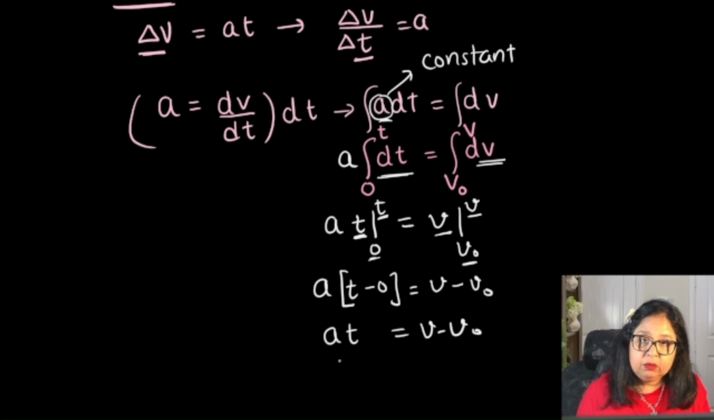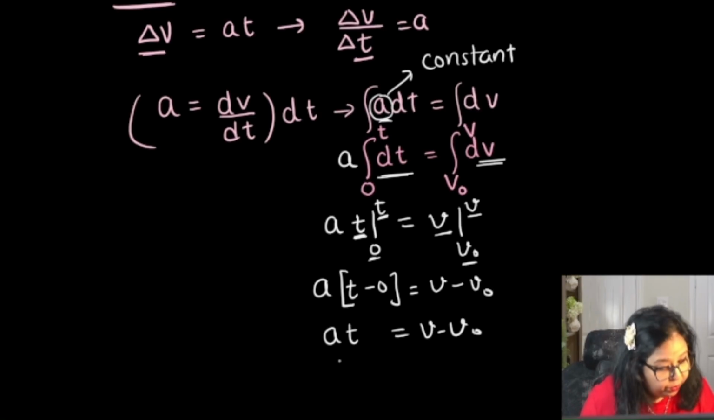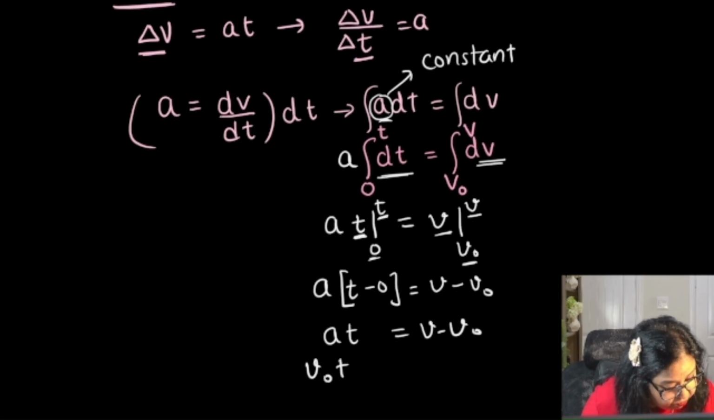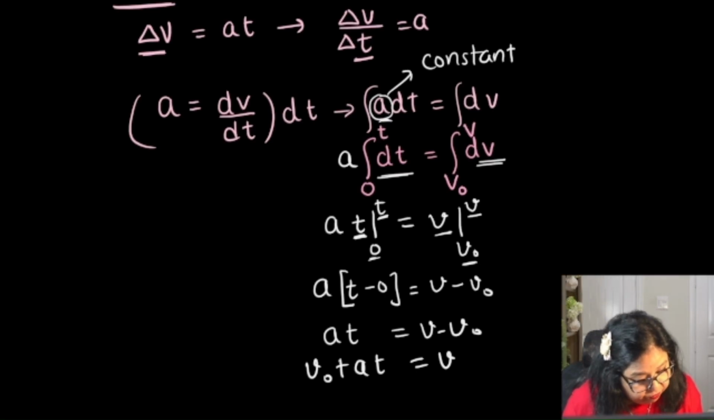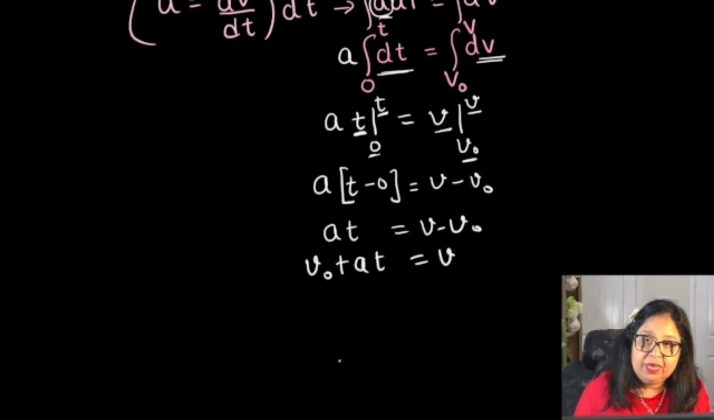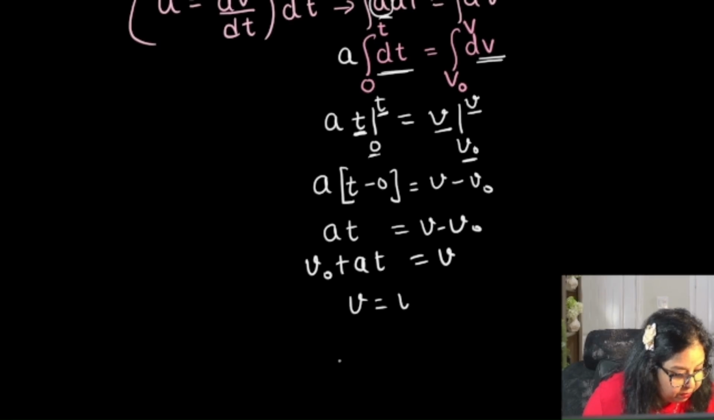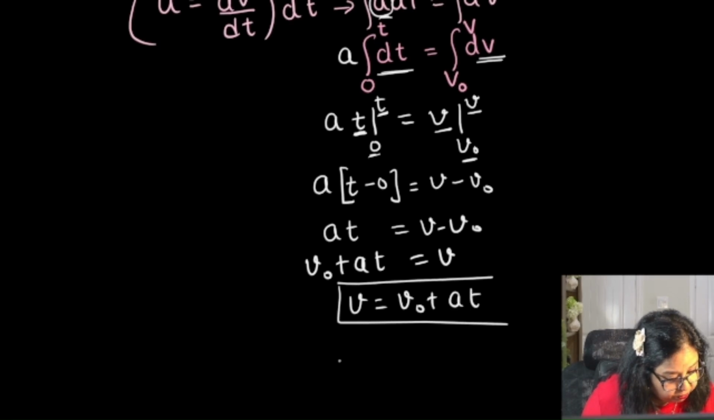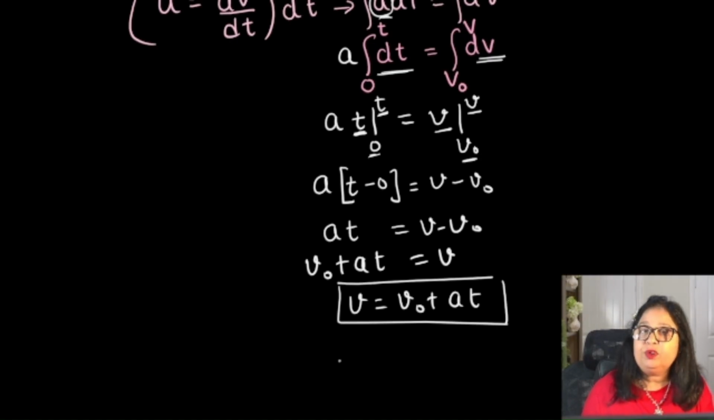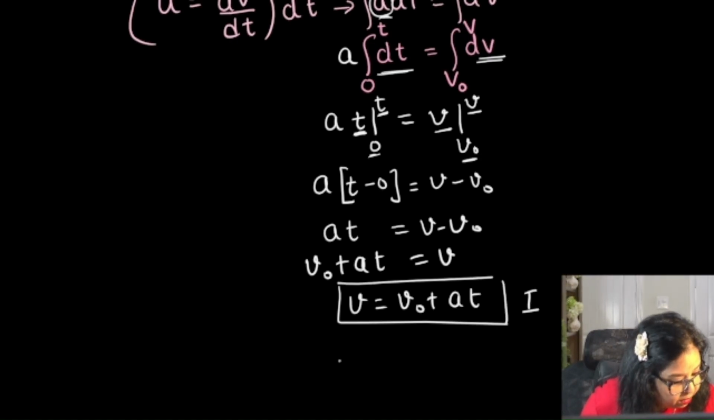Go ahead and add what? V naught to both sides. What do you get when you do so? V naught plus at equals v, which is v equals v naught plus at, and this is nothing but your first equation of motion.